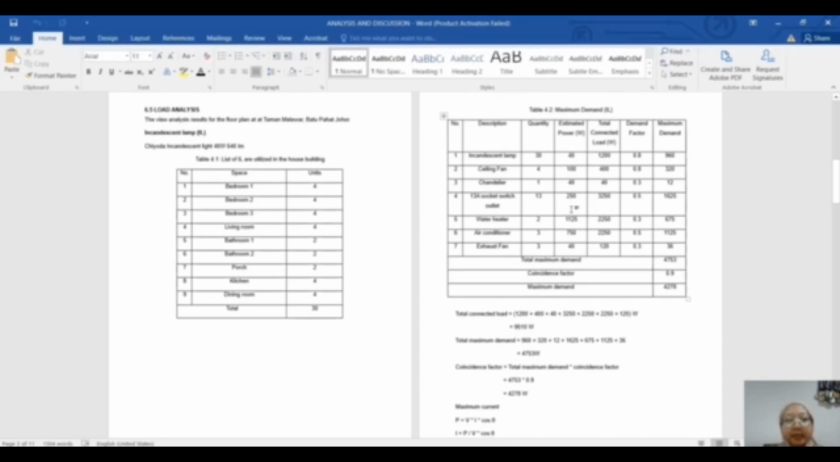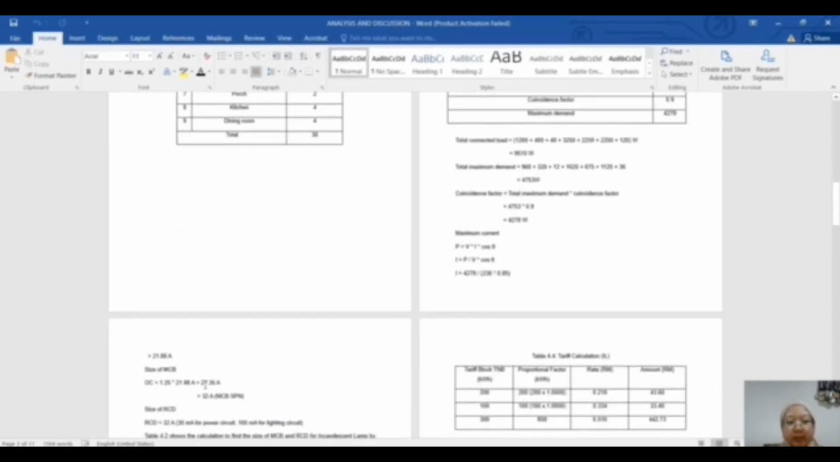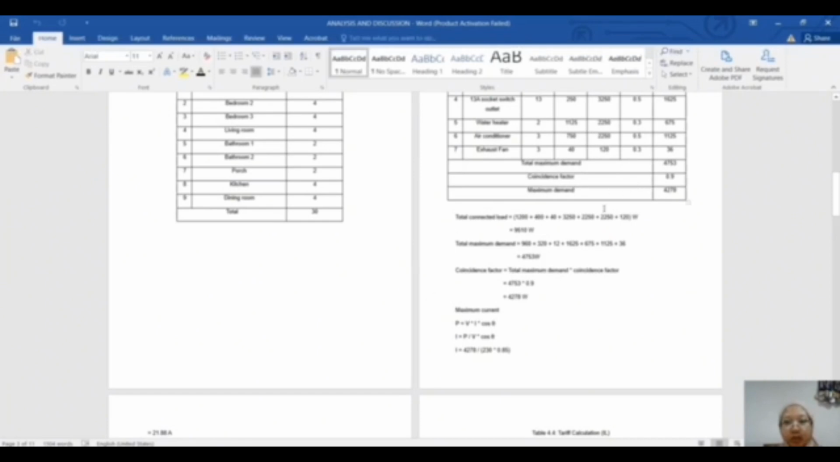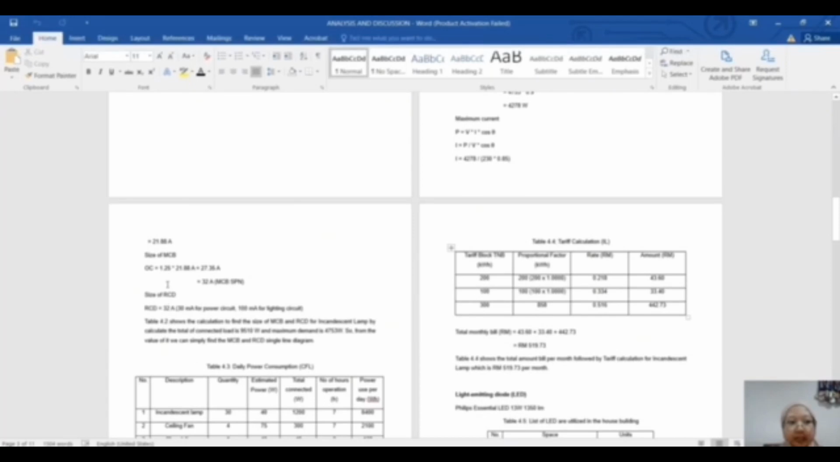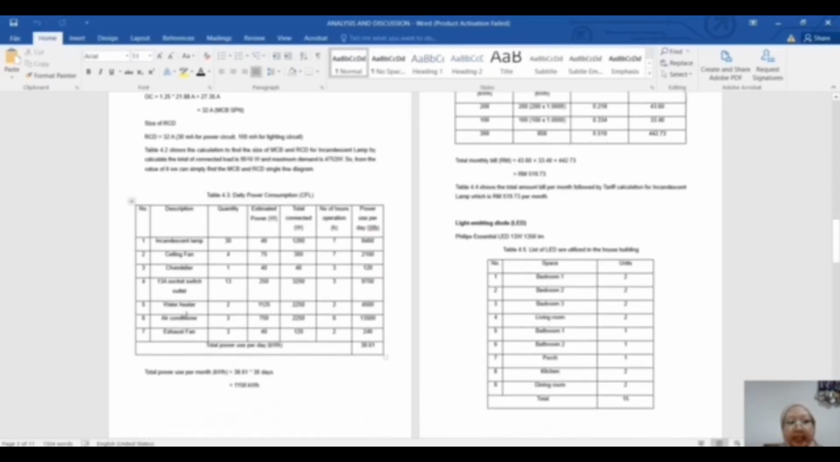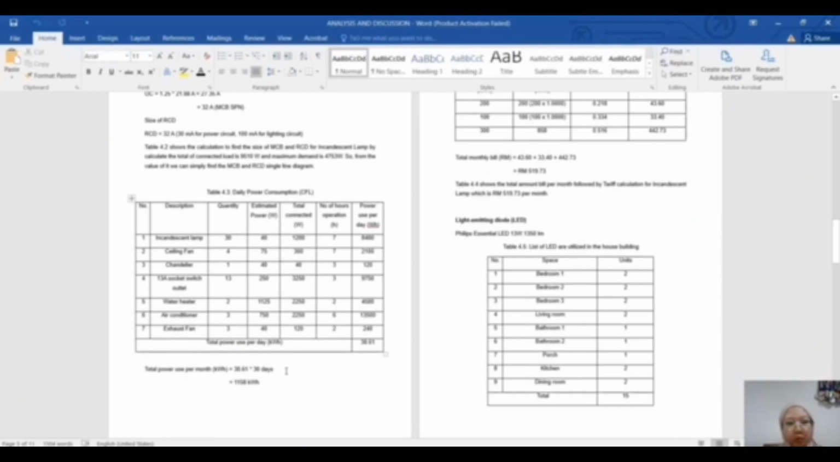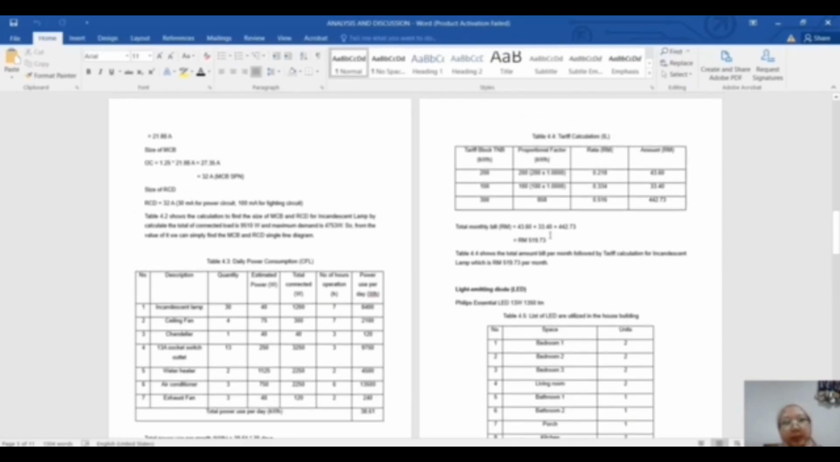Firstly, we calculate the maximum demand to find the size of MCB and size of RCD. The total maximum demand that we get is 4,278 watt. So the size of MCB we get is 32 ampere MCB SPN, and the size of RCD is 32 ampere. Then we calculate the power consumption per month to find the monthly bill. We get the power usage of 1158 kilowatt hour. Then the total monthly bill we get is 119.73 ringgit.